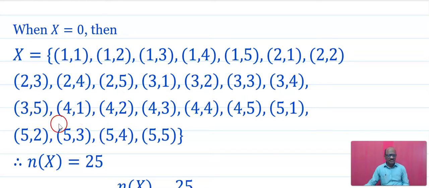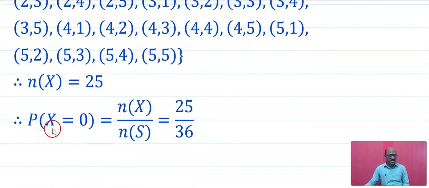3, 5. 4, 1, 4, 2, 4, 3, 4, 4. 4, 5. 5, 1, 5, 2, 5, 3, 5, 4 and 5, 5. No 6 is there. Therefore, n of X is equal to 25. Therefore, it's a probability, that is, no 6 is there.